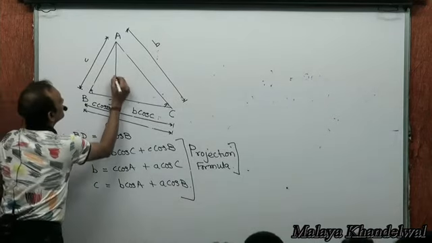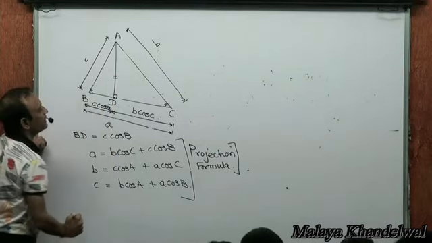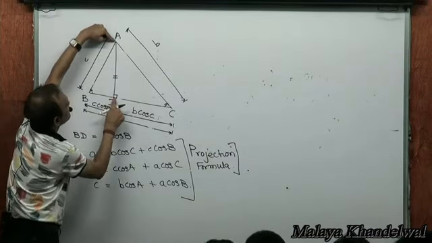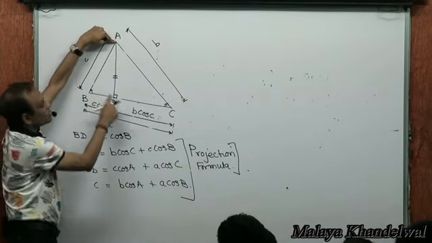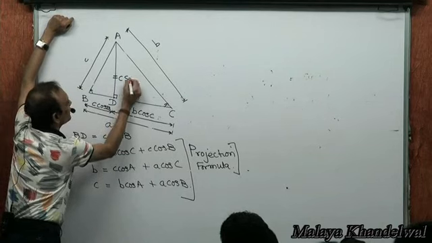See, AD can be written as c sin B, isn't it? AD divided by c is sin B. So AD can be written as c sin B.